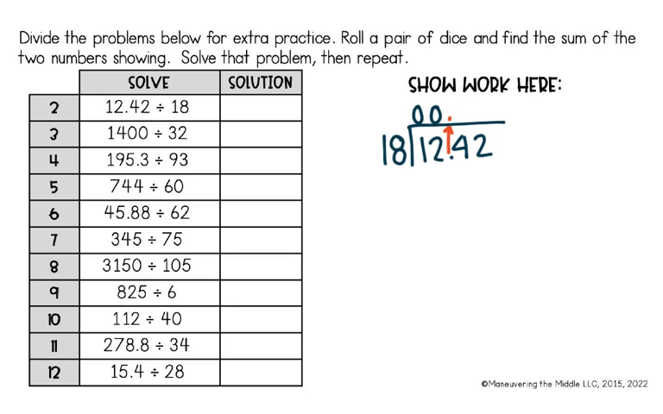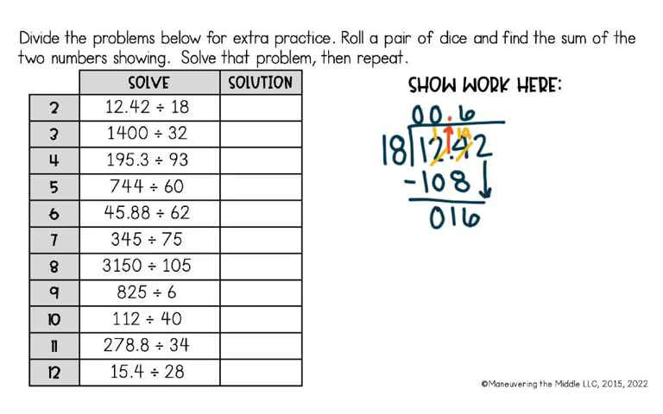18 can go into 124 6 times, and that gives us an answer of 108, and then I can subtract. So we start with 4 minus 8, which we can't do, so we're going to borrow from the 2. That becomes a 1. The 4 becomes a 14. 14 minus 8 is 6. 1 minus 0 is 1. And 1 minus 1 is 0.